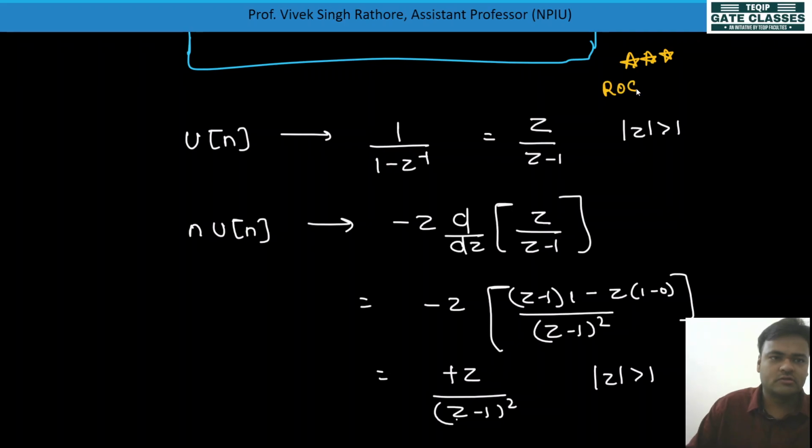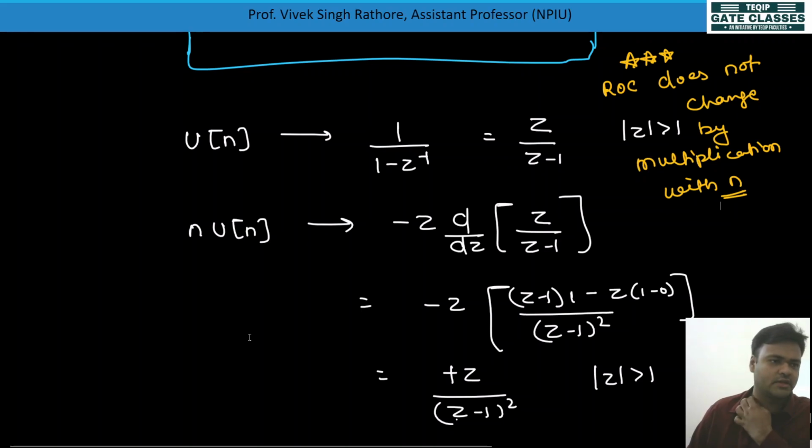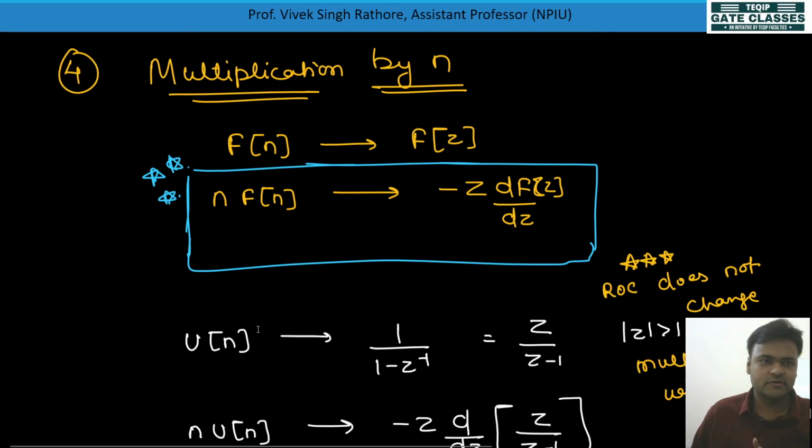So now the first conclusion you understood is, ROC does not change by multiplication with n. If we are multiplying n with our signal, the ROC value does not change. First property, first thing we should remember. And second is n into f of n is minus z df by dz.